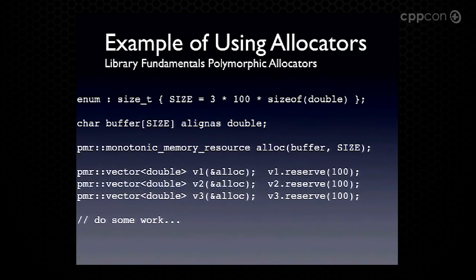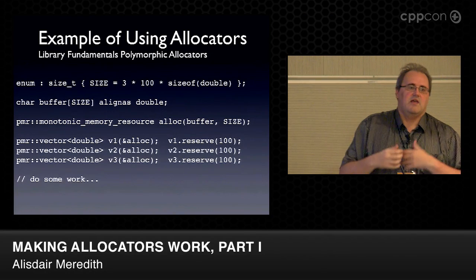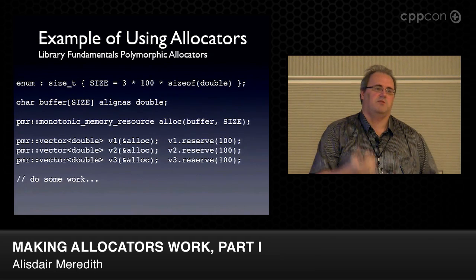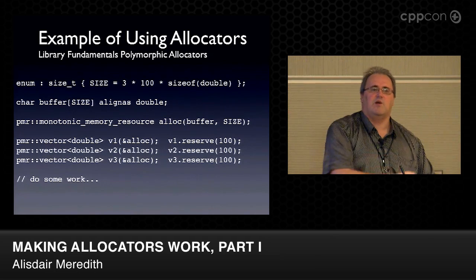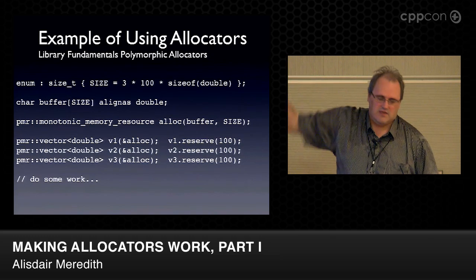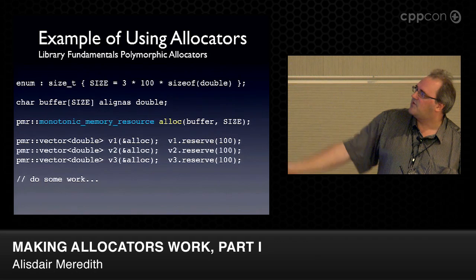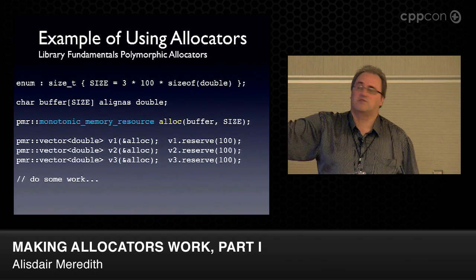So I have an example of how this might actually be used in practice. This is an example using syntax from the Library Fundamentals TS that's currently out for ballot. In there we've got an additional allocator facility called polymorphic allocators that lets you supply the allocator at runtime. So this is how we might build something like the sequential allocator I just spoke about using the newly proposed standard facility. First thing is we're going to create something called a monotonic memory resource called alloc, because this is going to serve as our allocator.